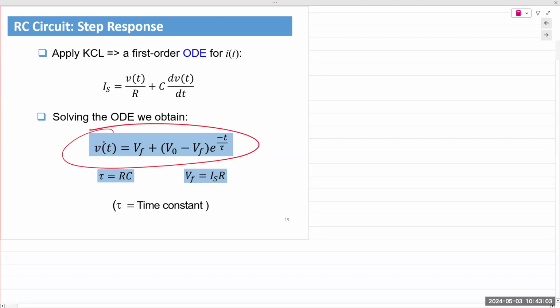V of t is Vf plus V0 minus Vf times e raised to minus t over tau. You have to take the initial energy into account. If the initial energy V0 is 0, then the equation becomes Vf minus Vf times e raised to minus t over tau. The time constant still remains the same, R times C.